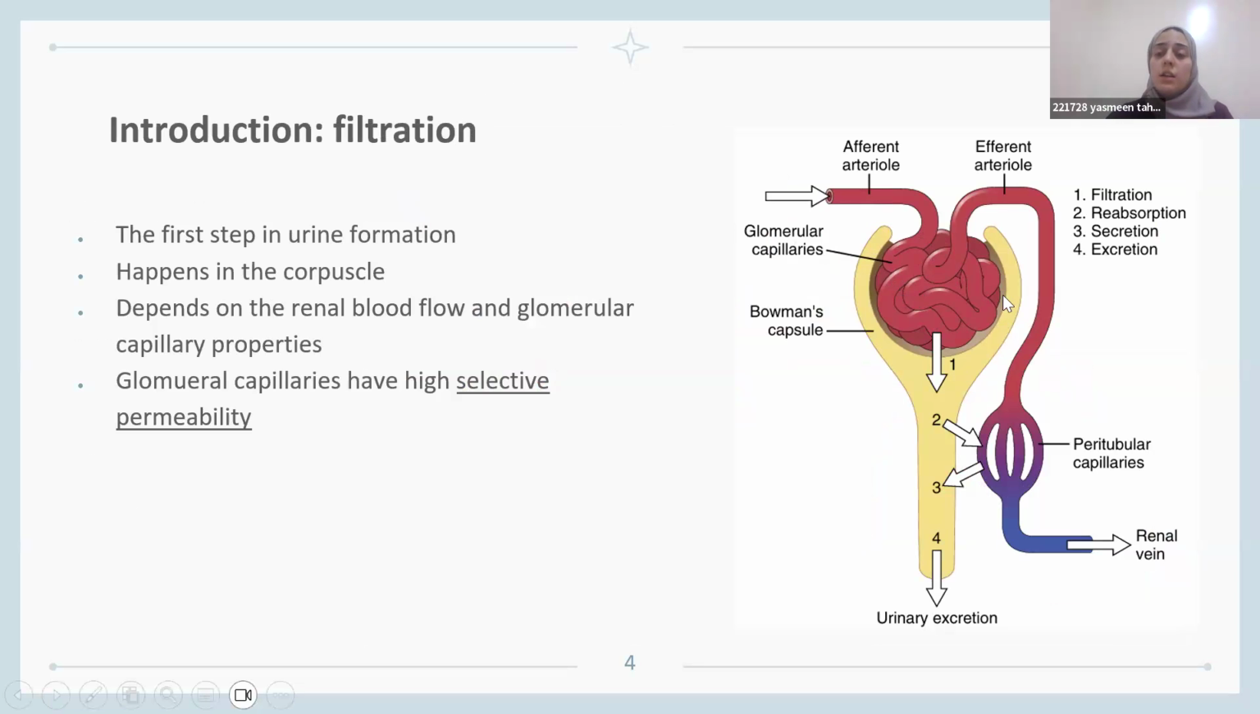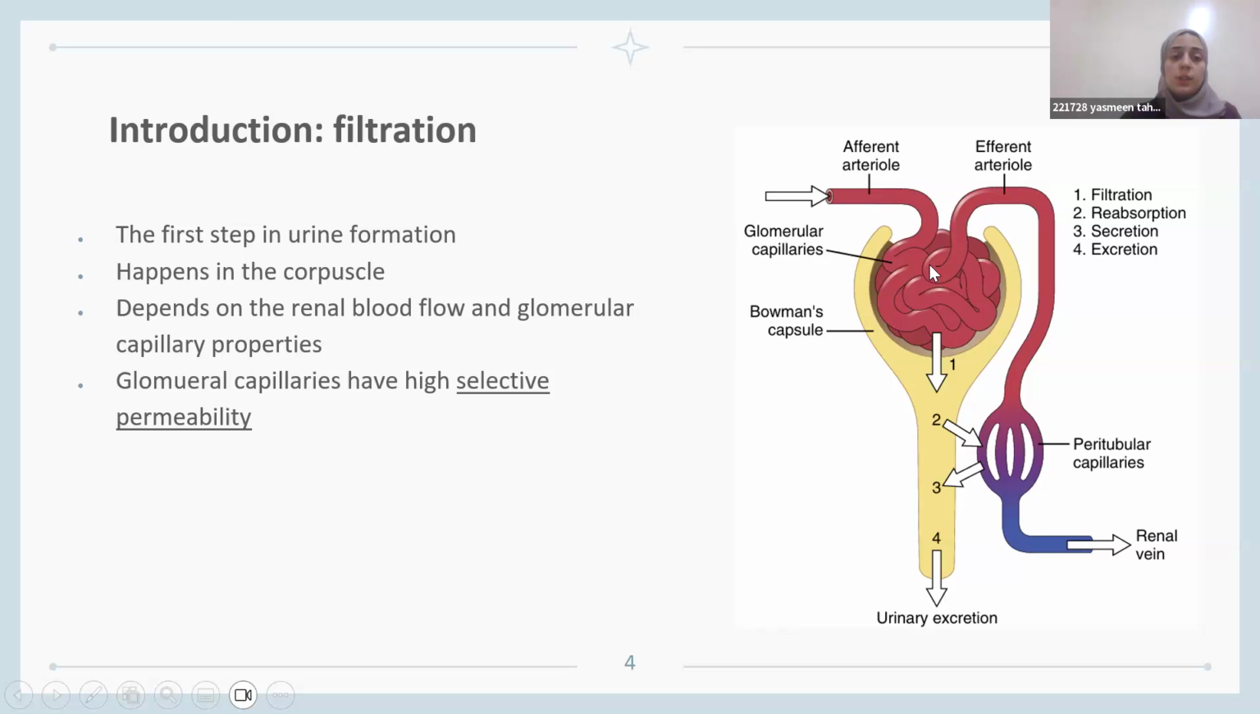So there's the corpuscle, zoomed in. That's the afferent arteriole, and then we have the glomerular capillaries, and then there's the efferent arteriole. So this part is where the filtration is happening, and it depends on two things: the renal blood flow and the glomerular capillary properties, which is what we call the filtration barrier. We will go over it in more specific detail.